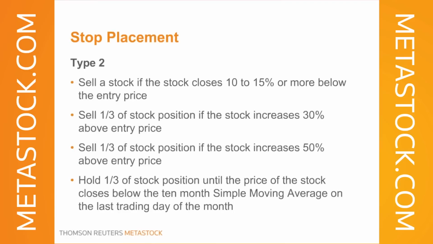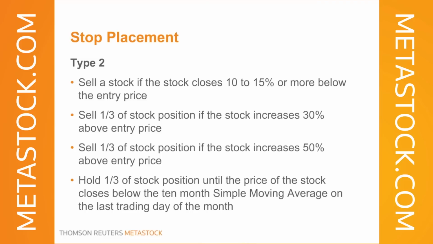Okay, the other type of stop that he'd recommend is what he calls a type 2 stop. And this, same thing, if the stock closes 10 to 15% more below where he entered it, then in addition to that, he'd sell a third of the stock position if the stock increases 30%, and another third if the stock increases 50%. And he'd actually hold on to a third of that stock position until the price of the stock closes below its 10-month simple moving average, but it has to do it on the last trading day of the month.